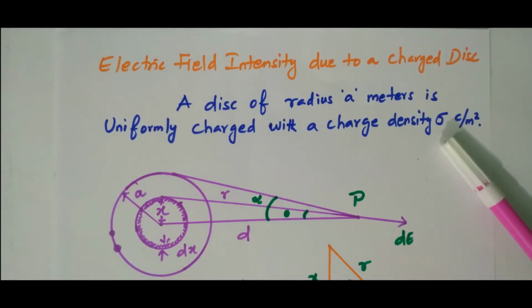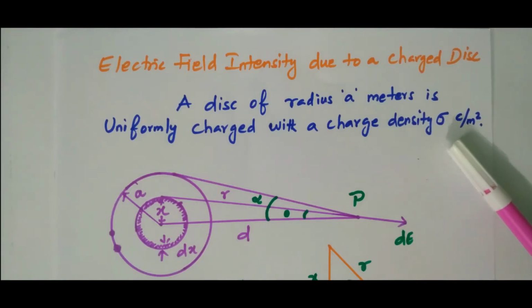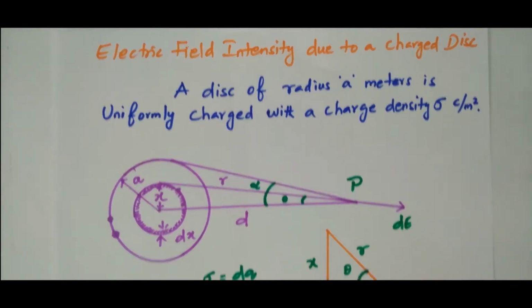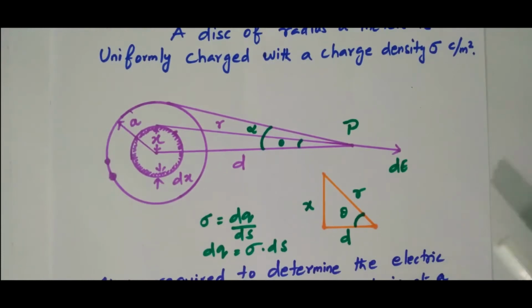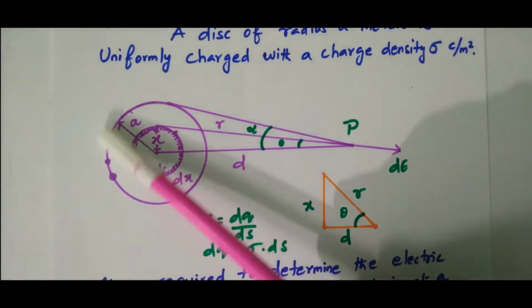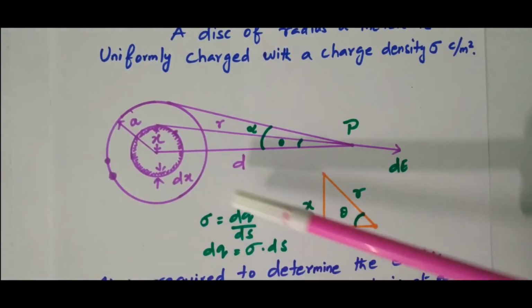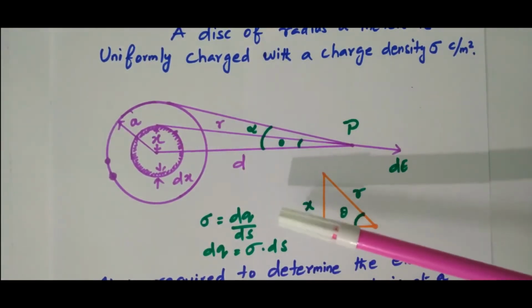So a charged disk is nothing but like a CD, compact disk. The entire surface we are going to consider, so here we are using the charge density sigma coulomb per meter square. Right? By referring to this diagram, this is the charged disk with radius a meter.